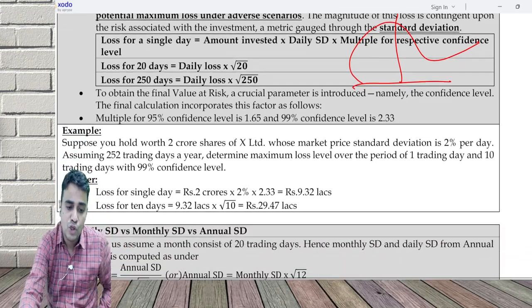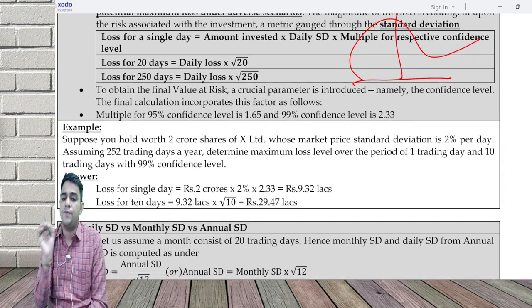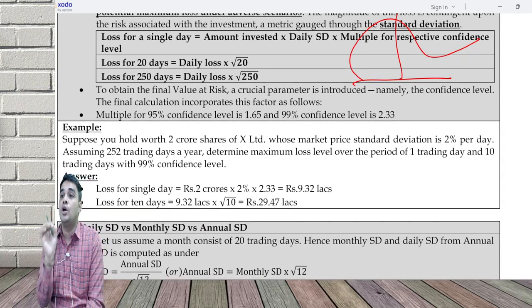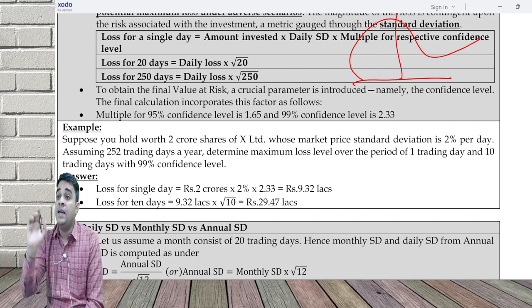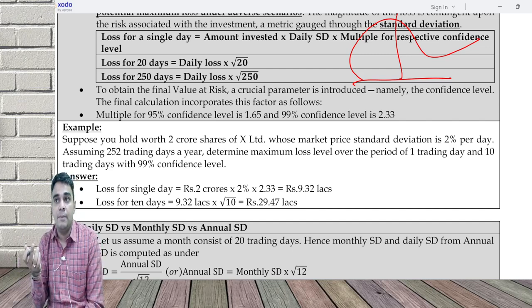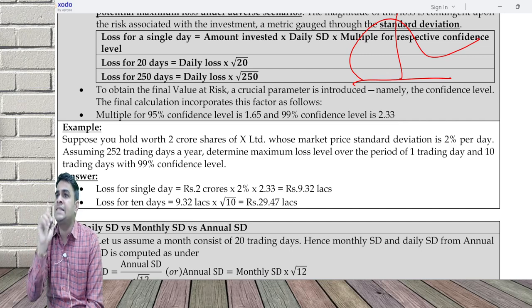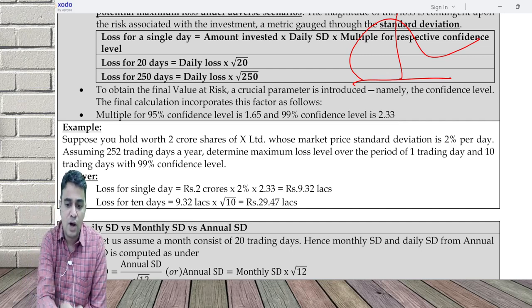Example, suppose you hold 2 crore of shares of X Limited whose standard deviation is 2% per day, which means probable loss is 2 crore into 2%. But that's not the VAR. VAR needs a multiple. So I can have a loss of 4 lakh. Daily standard deviation is 4 lakh. What is the confidence I want?